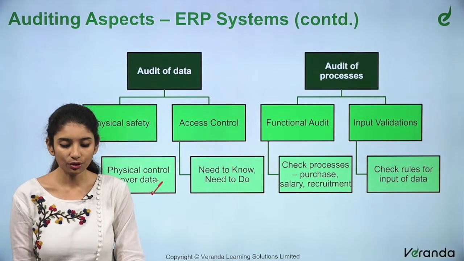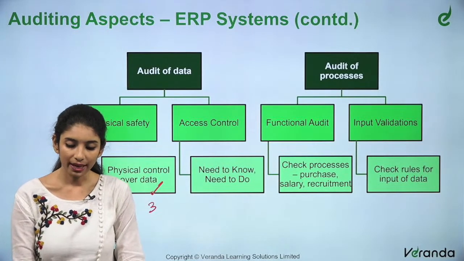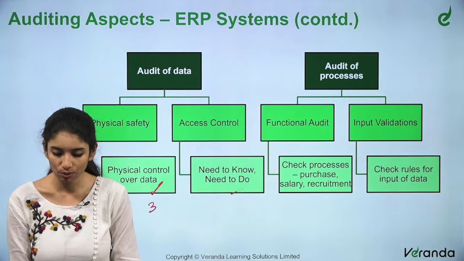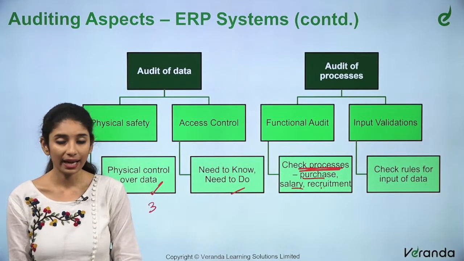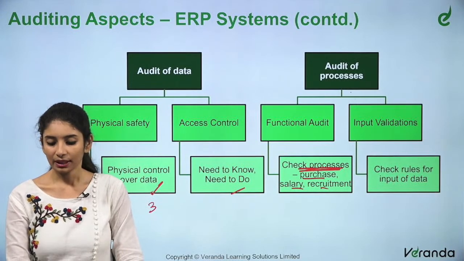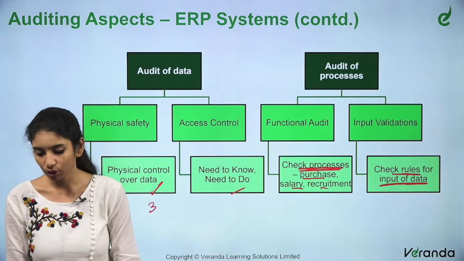Physical safety, physical control over data. You can have logs and so on. We will do that in our chapter number 3. Access control, on a need to know, need to do basis. Functional audit, check all the processes. Check your purchase, salary, recruitment process. Audit of input validations checks the rules for input of data.